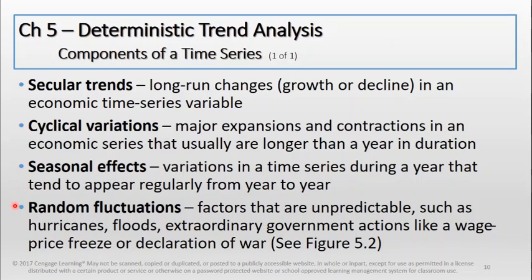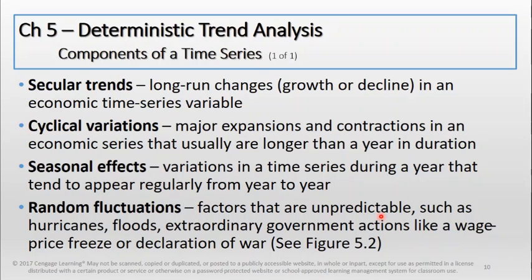The next, or lastly, is the random fluctuations, wherein an economic series may be influenced by random factors that are unpredictable. So the keyword here is unpredictable. That is why it is random. Such situations may be due to hurricanes, floods, extraordinary government actions like a wage-price freeze, or a declaration of war. So again, fortuitous events may lead to these random fluctuations.